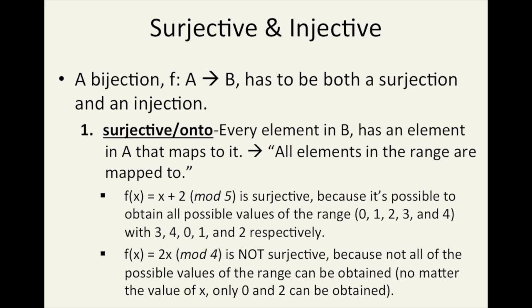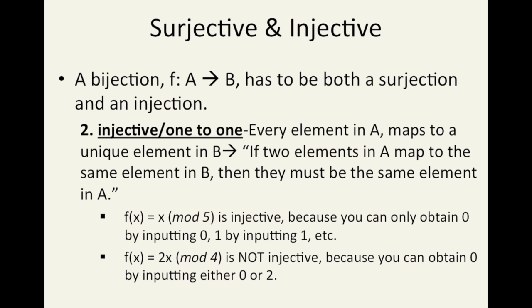Now we'll look at a function that is not surjective, and that's f of x equals 2x in mod 4. Out of all the possible values in the range, which in the world of mod 4 would be 0, 1, 2, and 3, not all of these values, specifically 1 and 3, are actually able to be obtained given f of x. You can only get the values 0 and 2 in the range, no matter which value of x you give. Thus, since there are some values in the range of f of x equals 2x mod 4 that cannot be mapped to, f of x equals 2x mod 4 is not surjective.